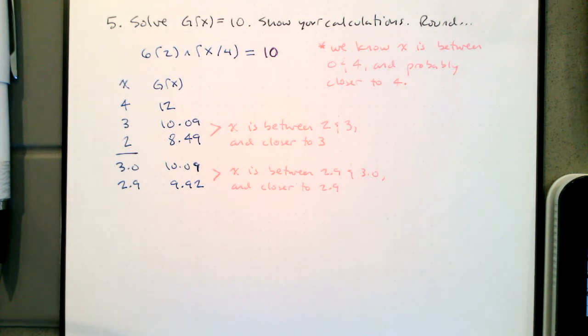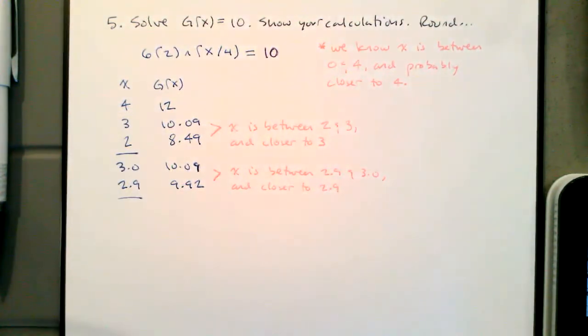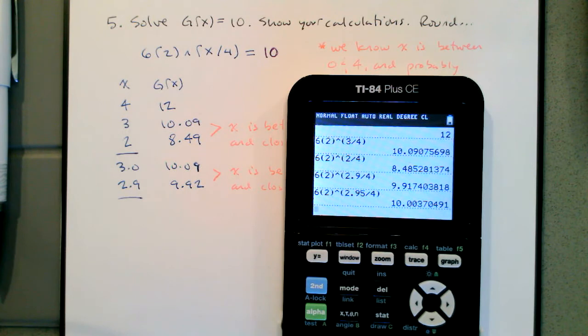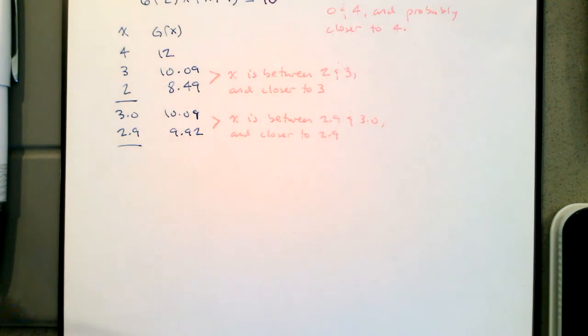If I want to go further, we see this because when we plug in 3, it's too high. When we plug in 2.9, it's too low. We're trying to land on 10. So let's plug in 2.95, because we know we're in between 2.9 and 3, and it's about evenly split. What if we put in 2.95? 2.95 gives us 10.003. And let's try 2.94. And 2.94 is a little bit low.